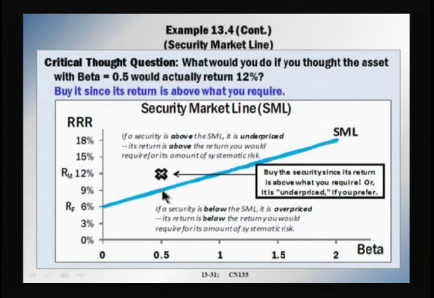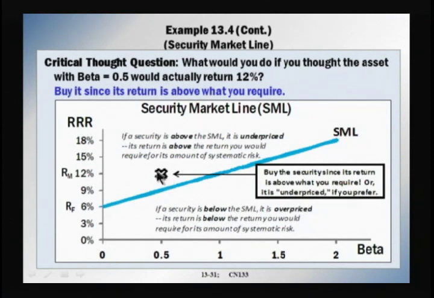CAPM tells us or shows us through the security market line that 9% would be a fair return for an asset with a beta of 0.5. If a stock is actually expected to produce a return above what we require, we want to buy it. It's underpriced. If 9% is a fair return, 12% is more than fair. It's the type of asset we want to buy.